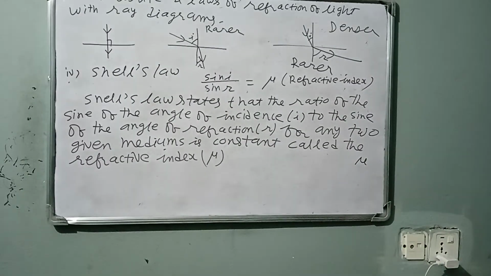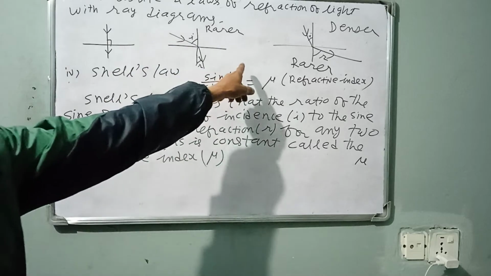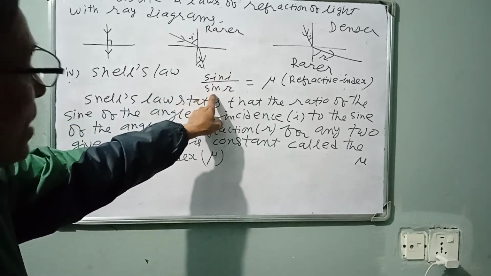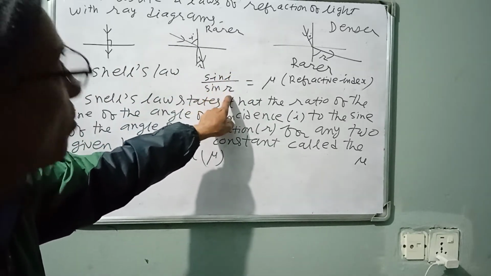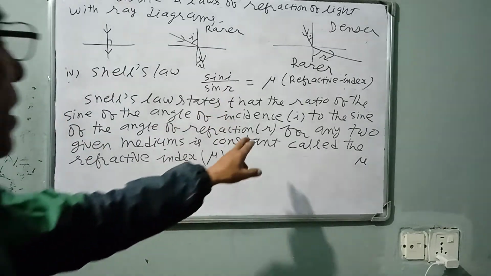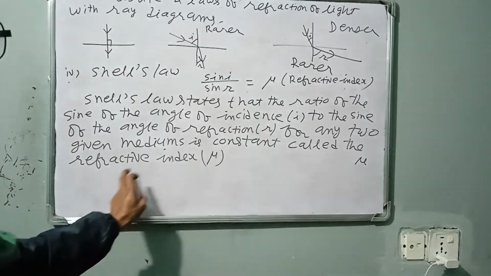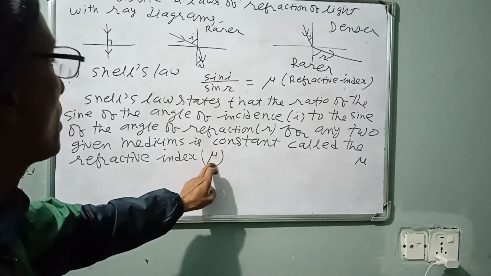First law, second law, fourth law, Snell's law: sin i by sin r equal mu. It states that the ratio of the sine of the angle of incidence to the sine of the angle of refraction for any two given mediums is constant, and that constant quantity is called the refractive index denoted by mu.